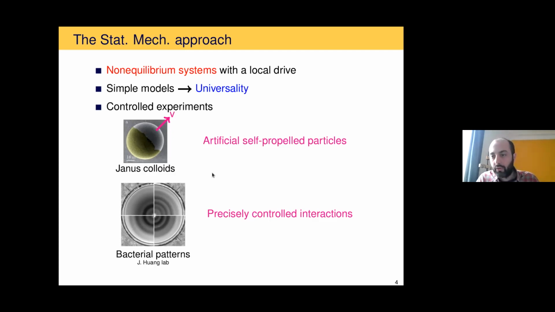And the other very common kind of active particle you find in a lab are bacteria. And for bacteria, you have a lot of control using either genetic engineering or by selecting different mutants. And for example, in this experiment, they add a gene in the bacteria to get the interaction that they want between bacteria and to form these rings.